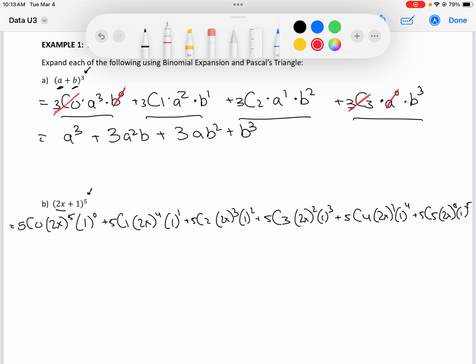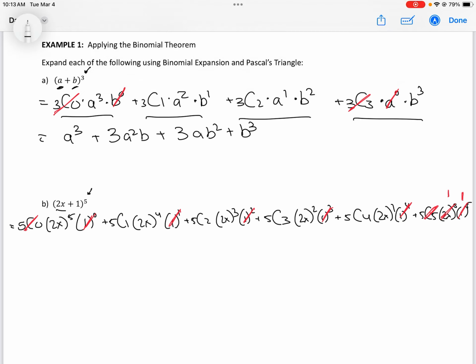So let's get rid of anything that is just a 1. 5 choose 0 and 5 choose 5 go away because they just are 1. Now 1 to the 0, 1 to the 1, 1 to the 2, 1 to the 3, 1 to the 4, 1 to the 5, those all cancel to 1. And then this (2x) to the 0 also cancels to 1. Now let's rewrite this. Simplify.